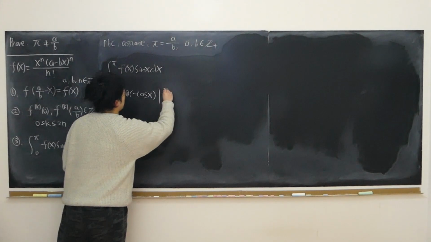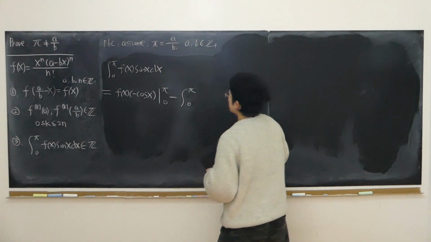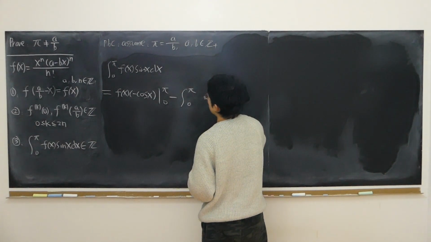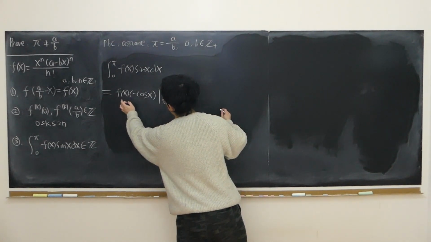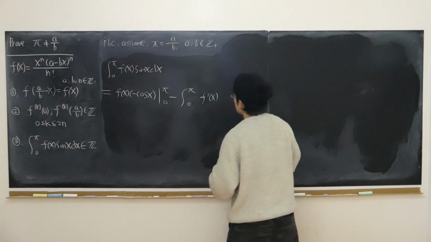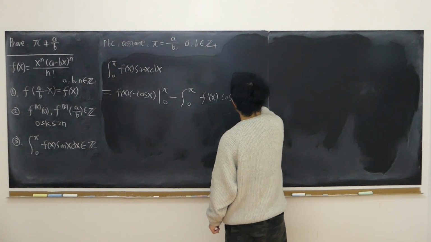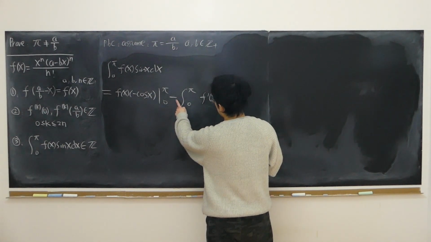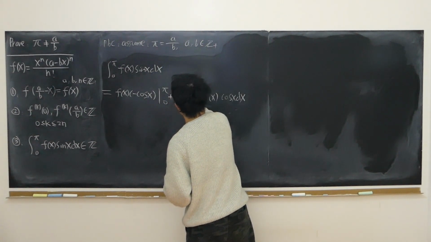From 0 to pi, minus, 0 to pi, v times du. What's du? U is f, du is f dash. Right? U dv, v du, minus cosine x. Minus cosine x, so minus sine. Minus minus, that's minus to the power of 2. Right? So we have plus minus 1 to the power of 2.